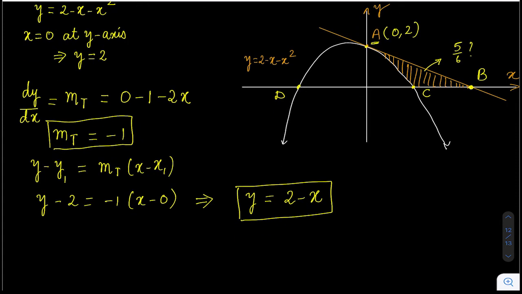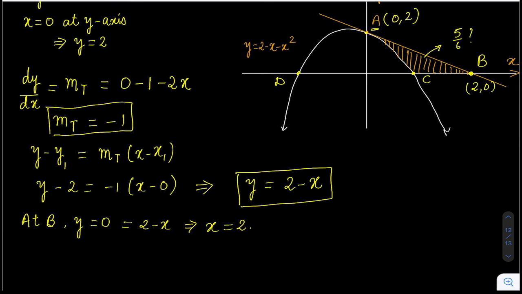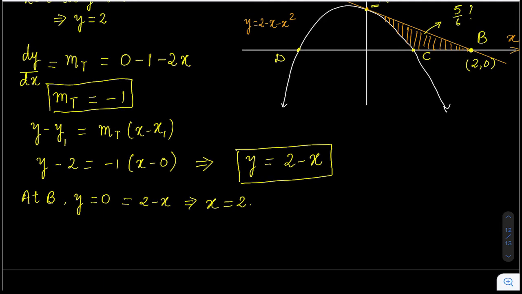For point B, it's very easy to see because it is on the x-axis. At B, the y coordinate is 0. So if you substitute y as 0, then we get x as 2. So now we have the point B also, that is (2, 0). I need point C now also because that is part of the area. Okay, so let's find C.